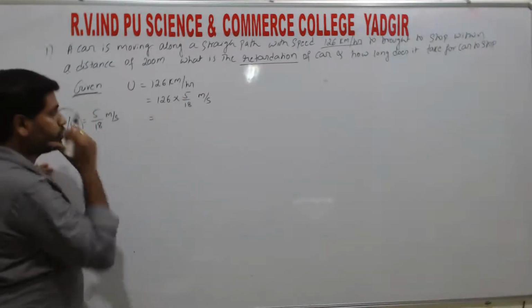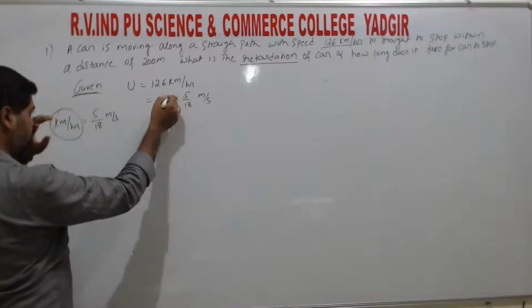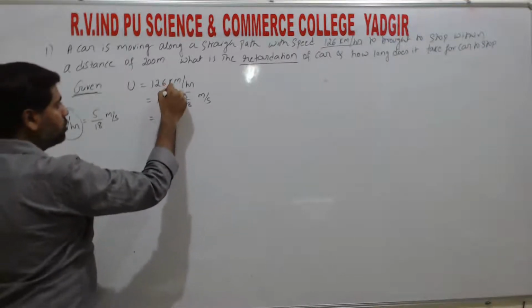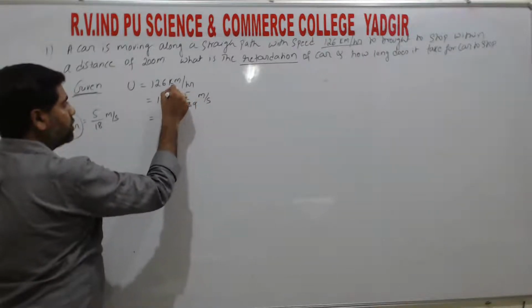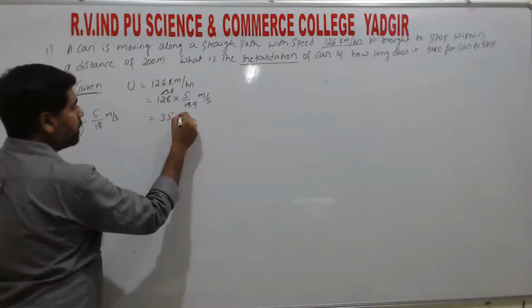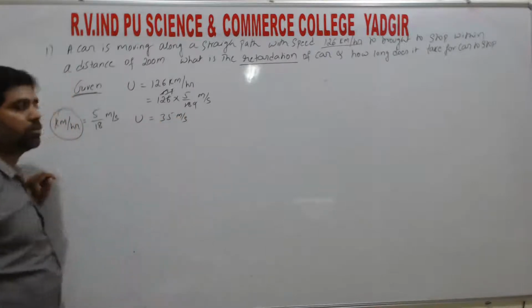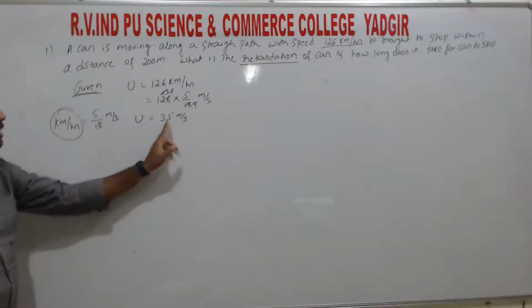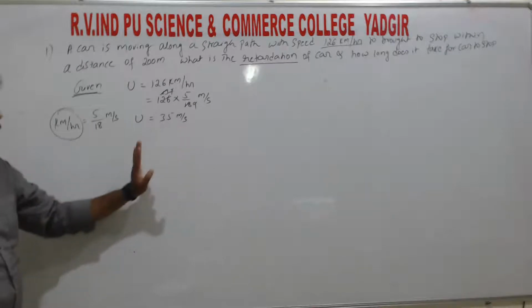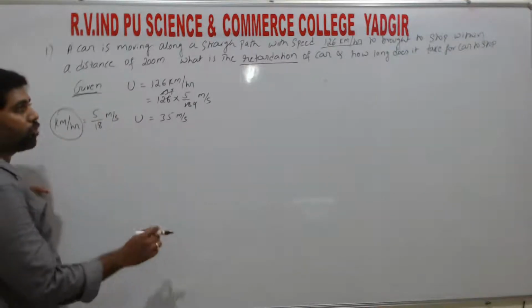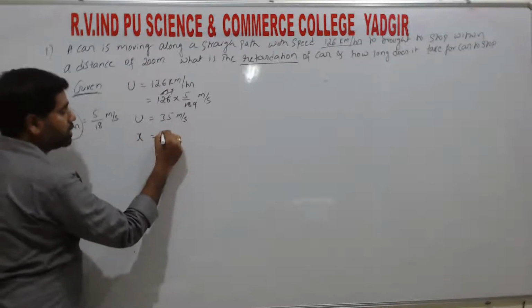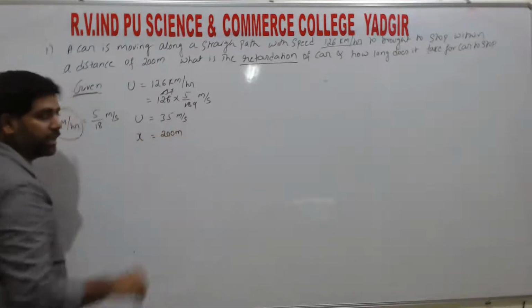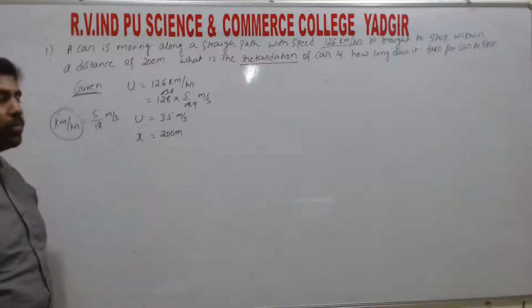So how much do we get here? 6 are 12, 15 is 6, 9 are 18. So 9 7s are 63, that is 35 meter per second. So the car is moving with a velocity of 35 meter per second, right? This is the given data. One more data they gave is the distance, that is x equals 200 meter.